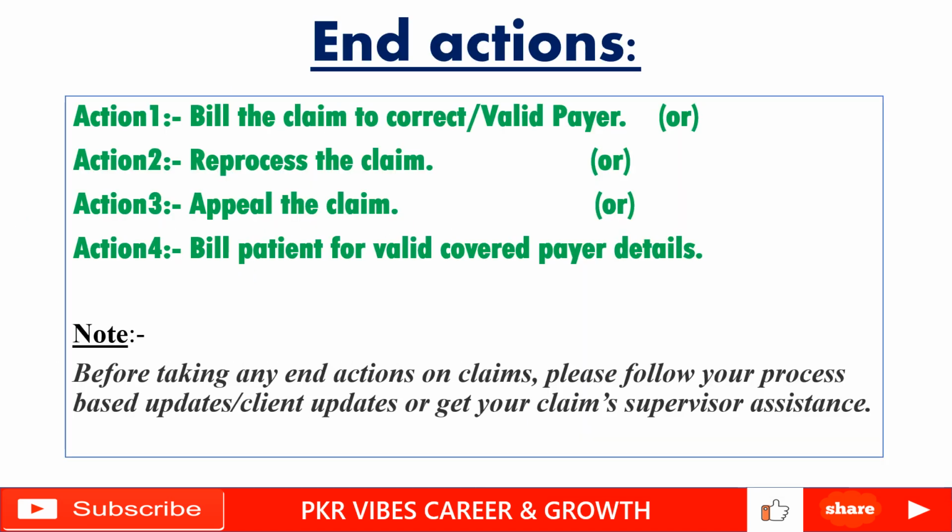Okay, now we will discuss the end actions on claims of a B11 denial. Generally, I give action 1: bill the claim to the correct payer or valid payer. If you run the eligibility, or if you call the insurance, you get correct information of a valid payer. At that time, your job is to add that valid payer in your respective PMS system, and bill that claim to that valid payer as primary to get the benefits from the insurance companies to the doctors. That is your first action.